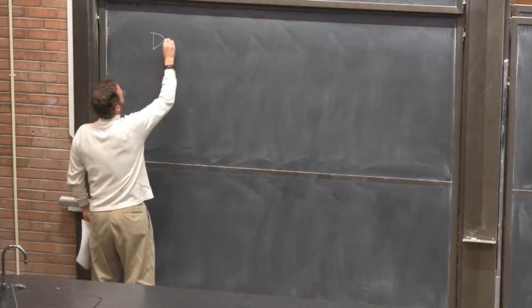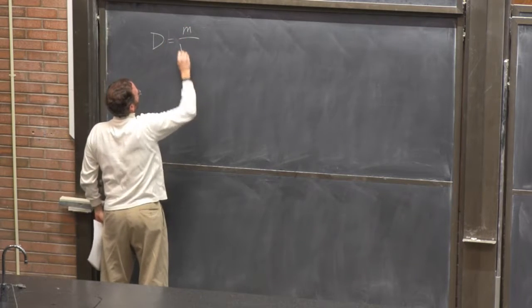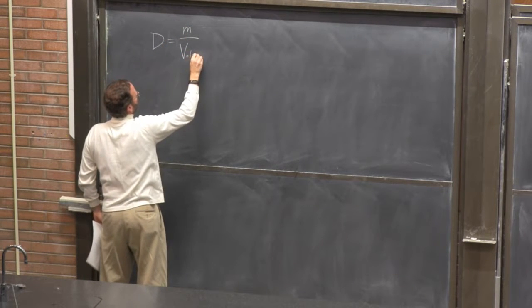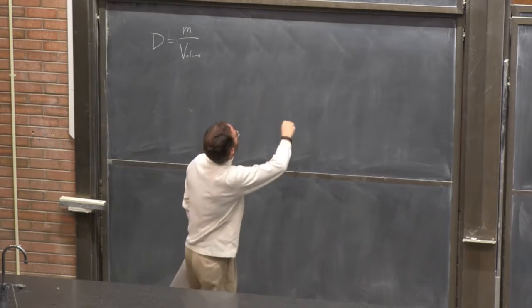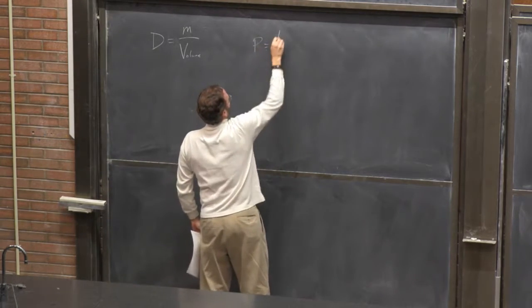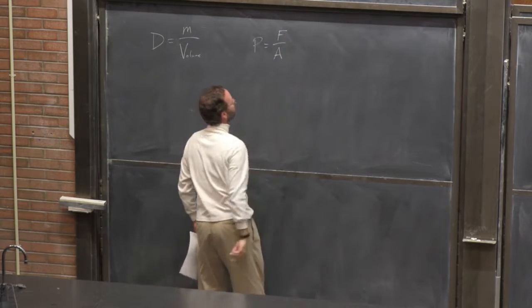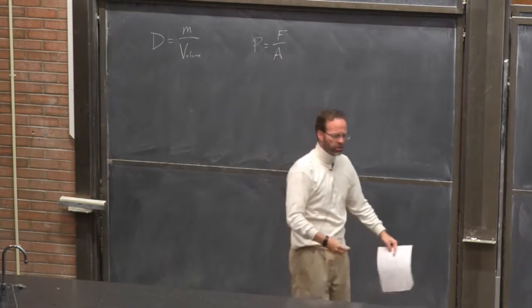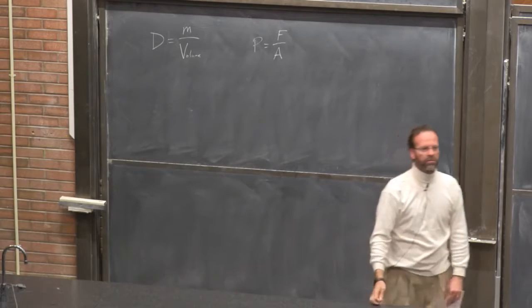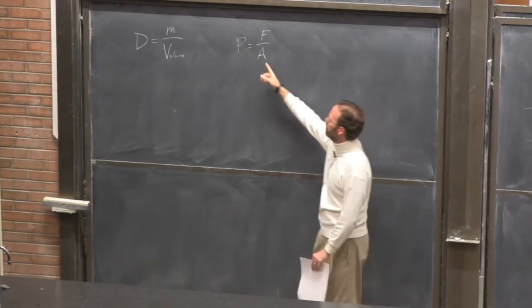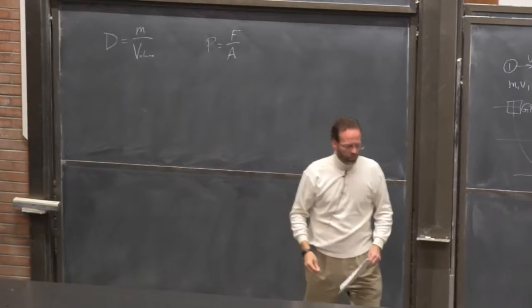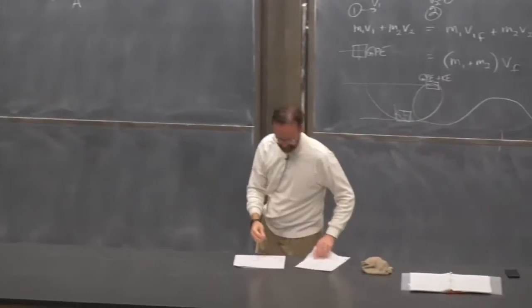Density is mass over volume. And pressure was force over area, like your snowshoes on the snow versus high heels. Same weight, but if you exert it over a different area, you get a different pressure.